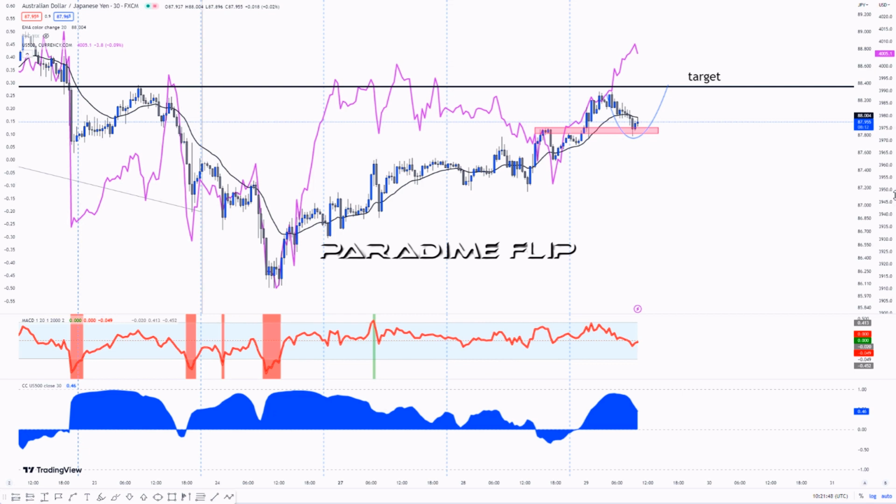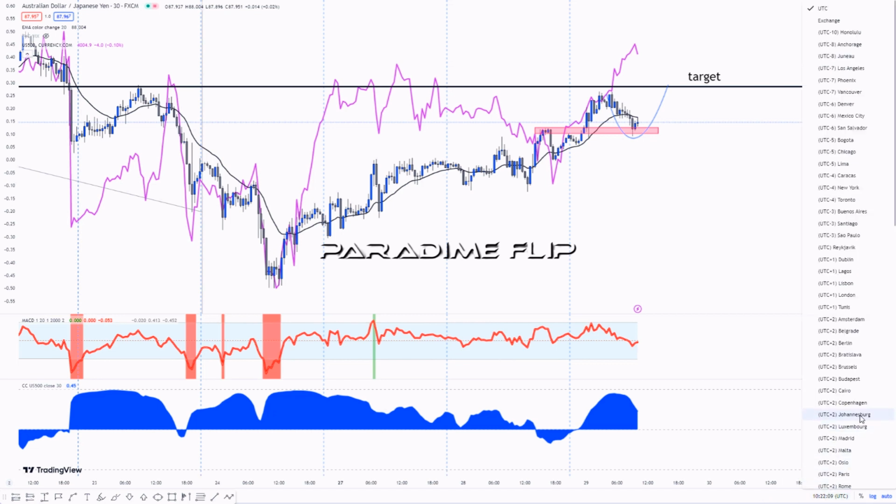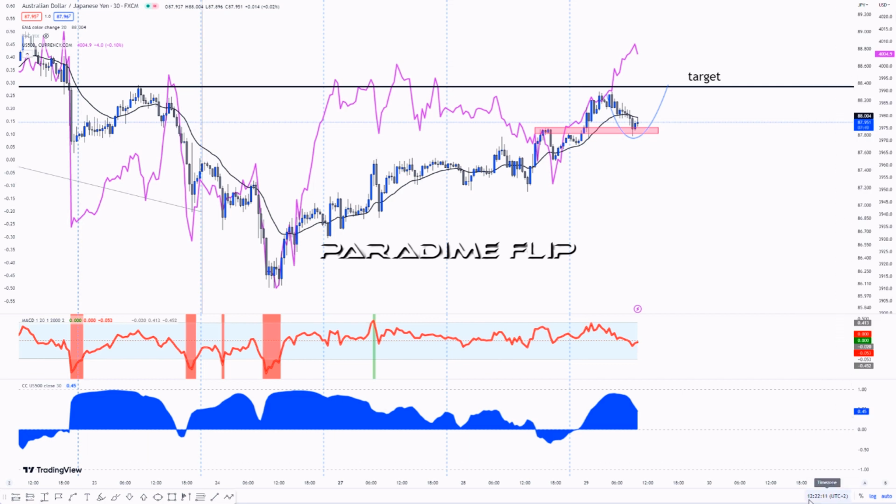What we have on the chart is the Australian dollar and the Japanese yen, and I thought I'd share a live example in real time. I am going to be calling a live trade. Currently, I am on the Australian dollar JPY. Let me just get my time zone right, and it is 12:22 in the afternoon, Johannesburg time, and I'm expecting that the Australian dollar will make another leg up into this level that we have on the chart right here.